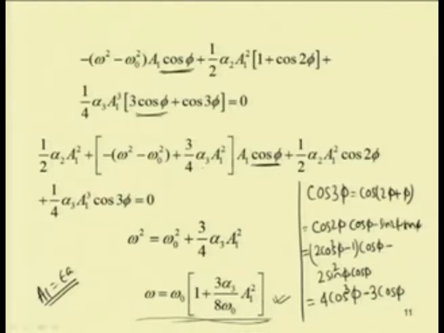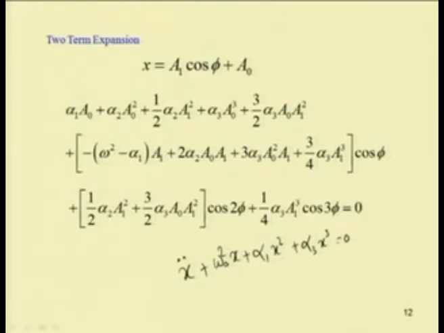So let us now take two terms in this expansion, that is a constant term and the harmonic. That means we take x equal to a 0 plus a 1 cos phi. Then x double dot will be equal to minus a 1 omega square cos phi, and our expression is x double dot plus omega 0 square x plus alpha 2 x square plus alpha 3 x cube equal to 0.